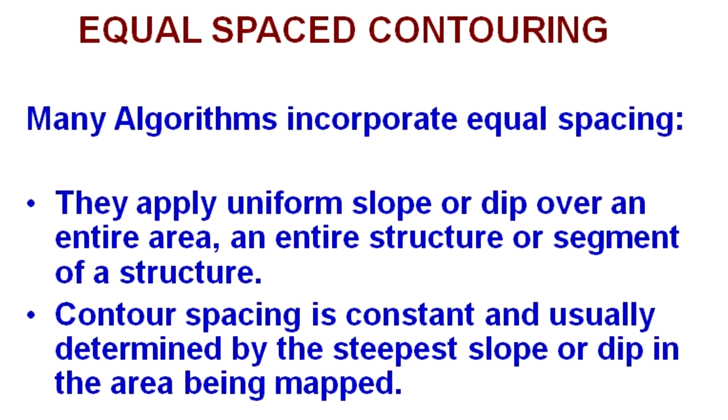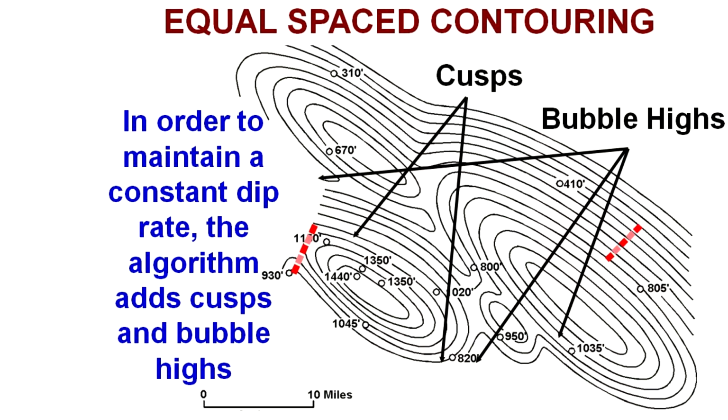A lot of contouring algorithms in our workstations have a component of equal space contouring. They apply a uniform slope or dip over an entire segment or an entire structure or a large portion of your map. The contour spacing selected by the algorithm is usually the steepest slope or dip in the area that you're mapping. And what this does is, in order to maintain that constant dip, the algorithm will add bends or cusps into your map, as well as artificial highs, what we call bubble highs. So these cusps and these bubble highs give you a number of artificial artifacts onto your map.